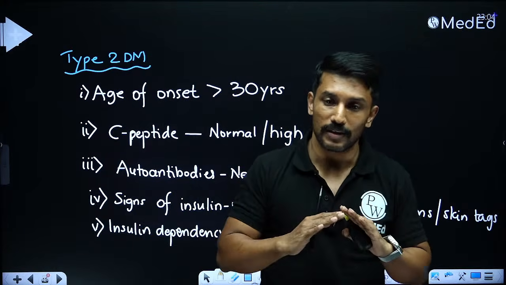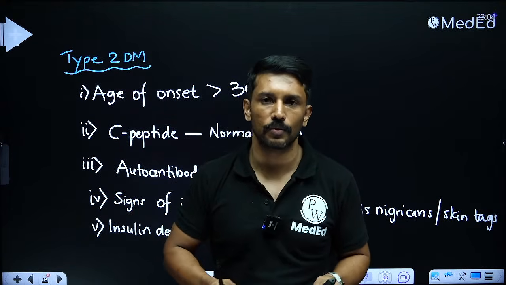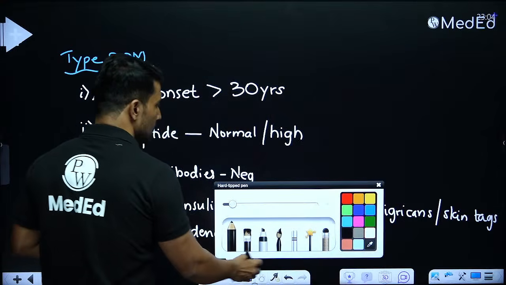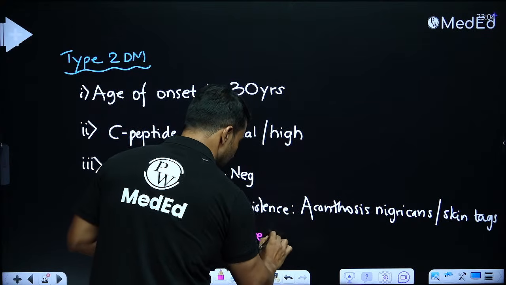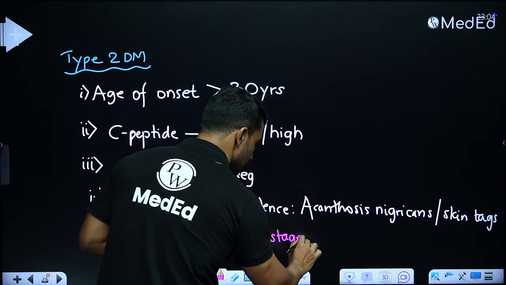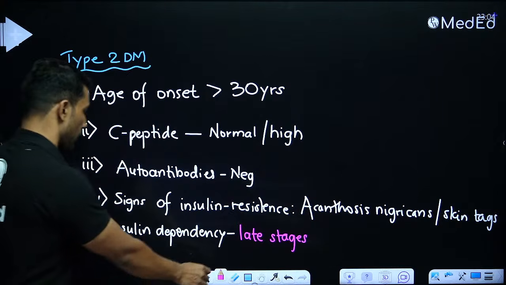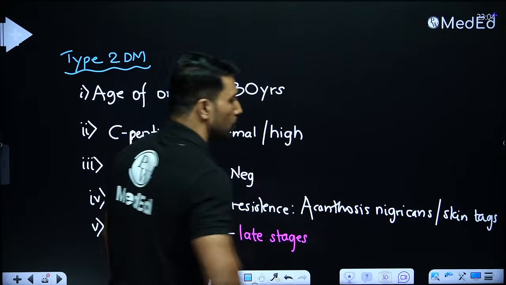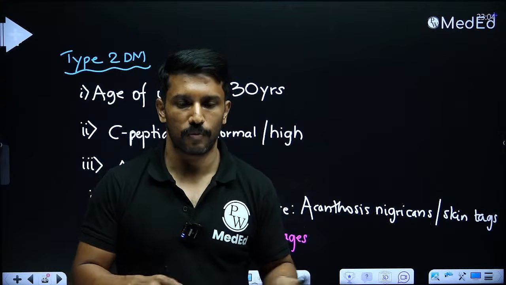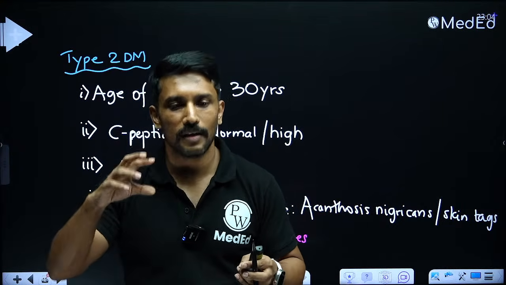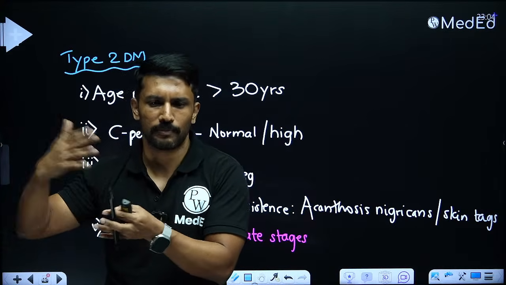In type 1, there was absolute insulin deficiency. So at least to make the tissues utilize the glucose, I have to give them insulin. So here, insulin dependency is not absolute, right? So it comes at late stages, not in the beginning. Then what about being prone to ketosis? Theoretically speaking, type 2 diabetes mellitus is not supposed to be ketosis prone because there is some amount of insulin. So cells will still be following the glucose as the main metabolic fuel.